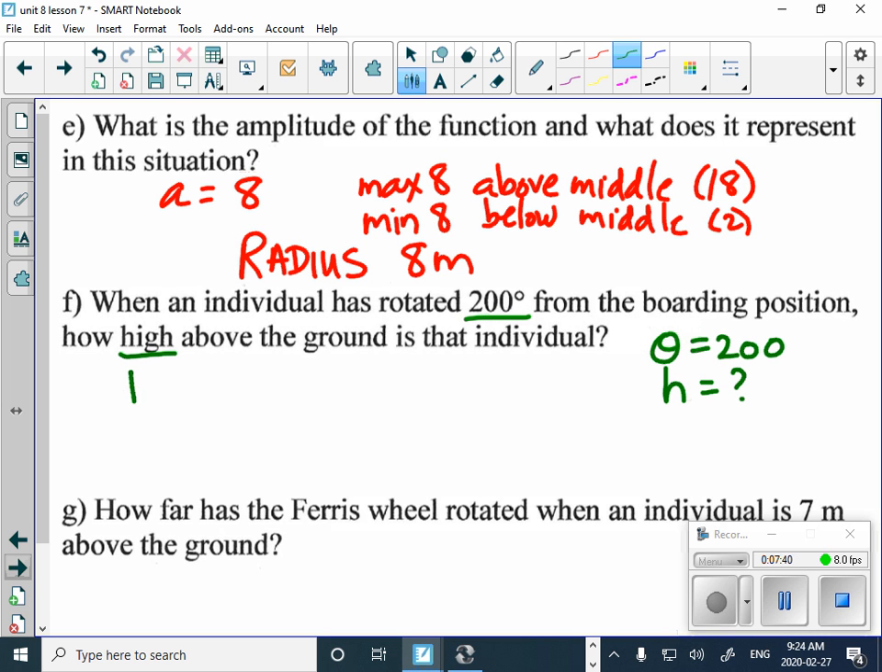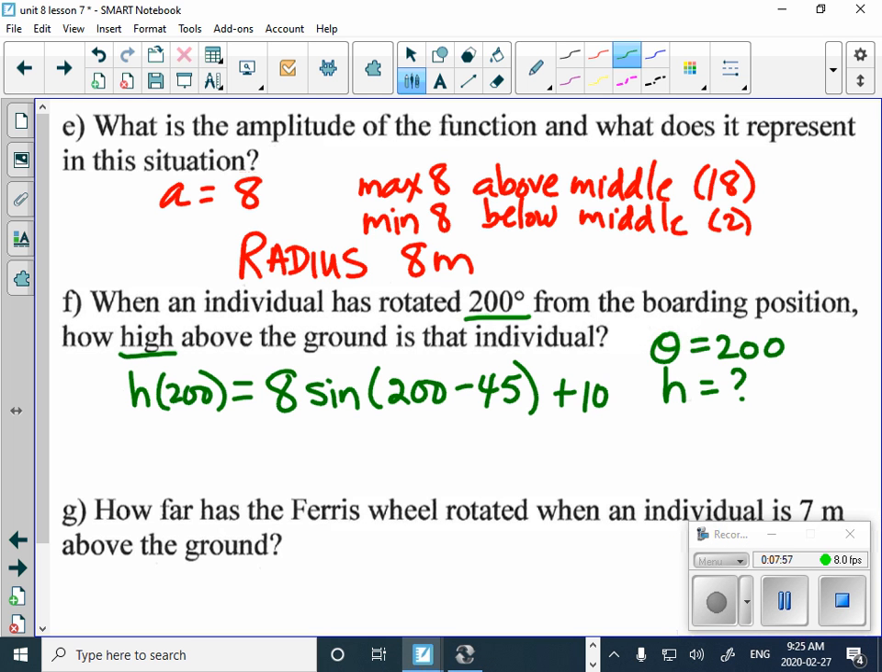So notation would be h at 200 equals, so I'm just getting a y value here, 8 sine, it's 200 that I put in here, plus 10. So we need a calculator. We need to make sure it's in degree mode. So when I have typed it into my calculator, I get approximately 13.8 meters.